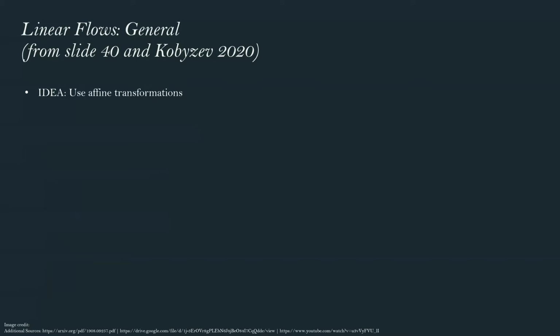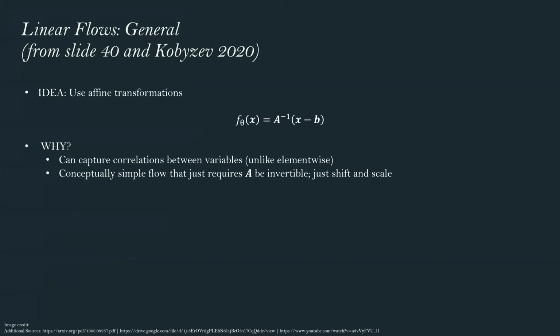So, how do we bring other variables in? Here we're going to move into linear flows. The idea here is to say, well, let's just use affine transformations. Right? Super simple. Everybody should be familiar with this by now. It's just a very simple affine transformation, and it's going to be able to capture correlations between your variables, which you don't get with element-wise flows. It's super conceptually simple, just requires that matrix A is invertible. It's just going to shift and scale the variables.